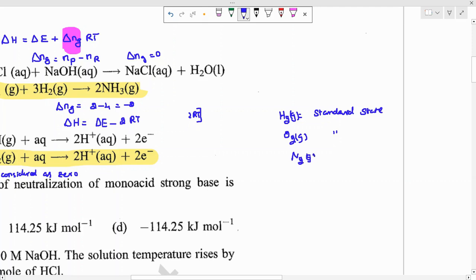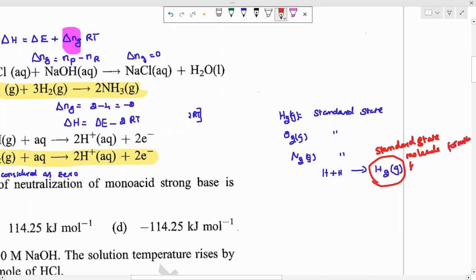N2 gas is a standard state. So whenever there is a formation of a standard state, H plus H will give H2. So H2 gas is a standard state. Look at this. This one is a standard state. So standard state molecule formation has delta H 0, and then O plus O gives O2. Here also O2 is a standard state, right? O2 gas is a standard state. That's why delta H here is also 0. And then N2 is a standard state. So N2 gas is also 0.